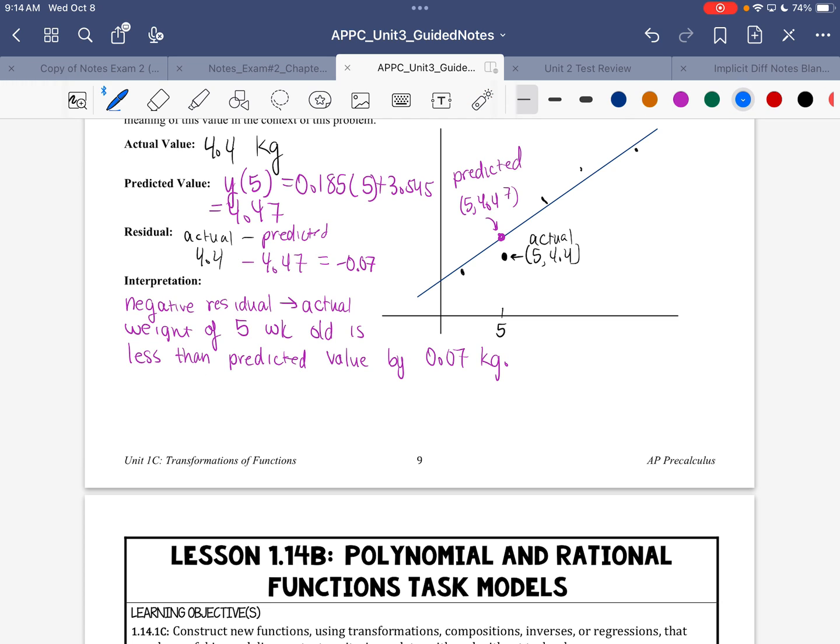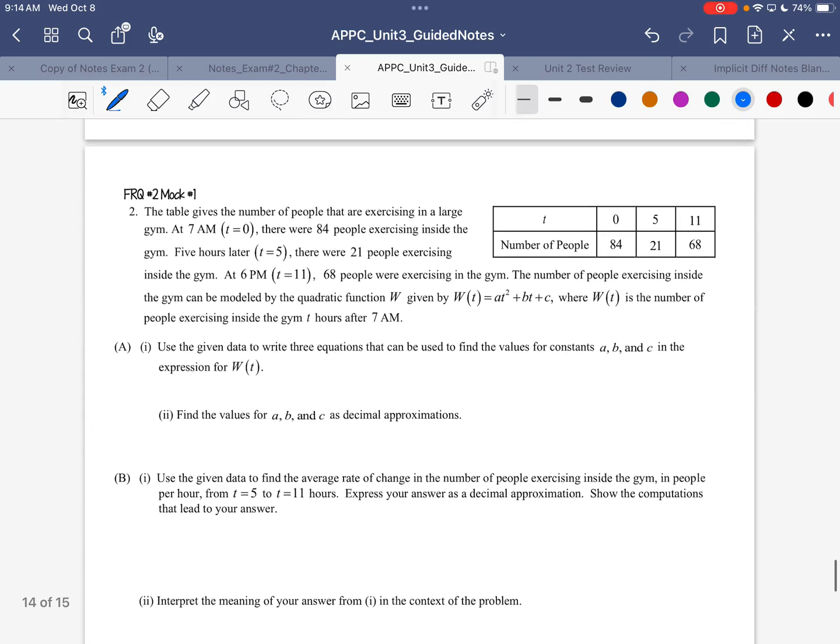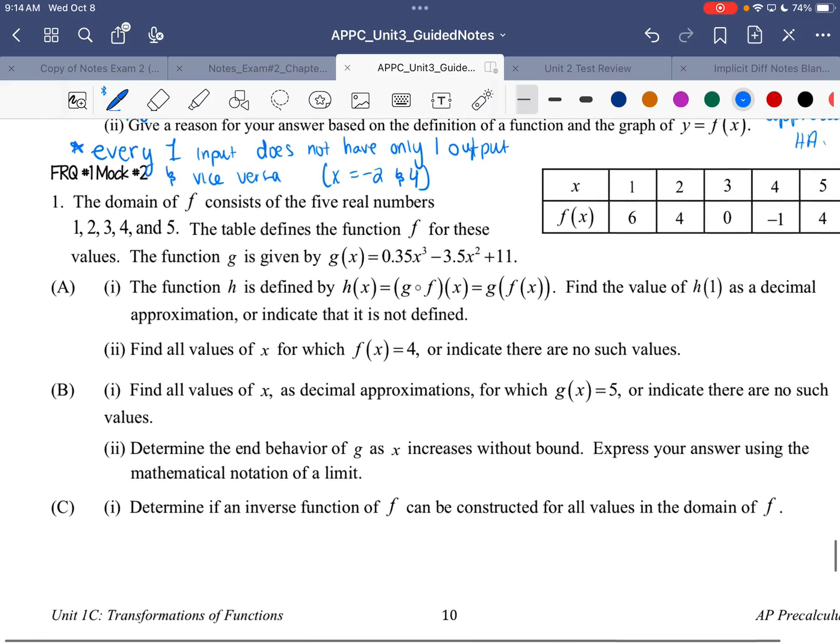Yeah, the horizontal line test is a good way for you to check. It's just not a justification that they'll accept on the AP exam.